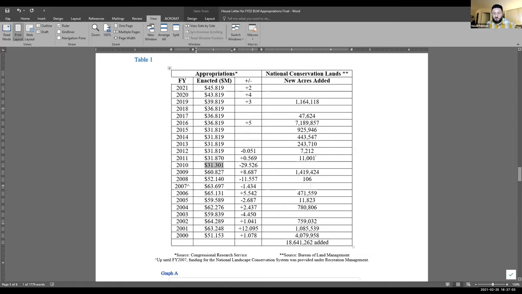But here you'll see these are the acres representing all of the units of the national conservation lands that have been added either by Congress or by a president of the United States since then, including 7 million acres added in 2016. So that's one data point to show there isn't enough money to manage all these places that Congress is passing laws to say need to be protected and that the president is saying needs to be protected.